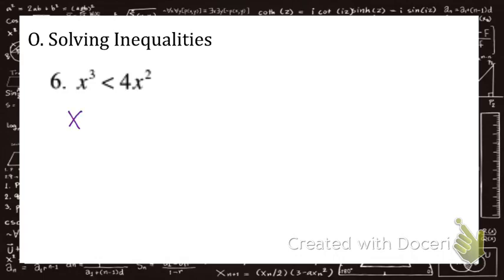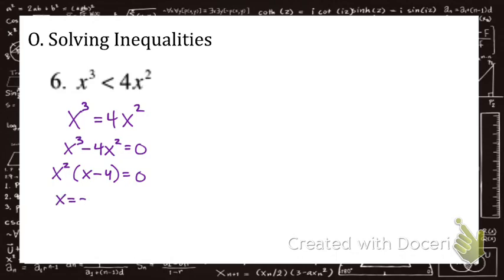I would change this to be x cubed is equal to 4x squared, and then I would solve that equation. So bringing everything to one side, I would get x cubed minus 4x squared is equal to 0. That has a GCF of x squared, so I could factor it out as x squared times x minus 4, which means I have two solutions. I have a solution at x equals 0 and a solution at x equals 4.